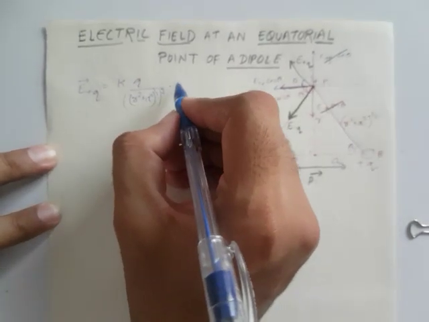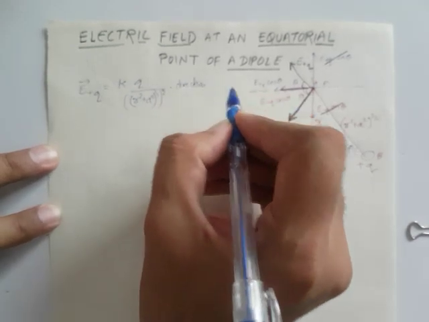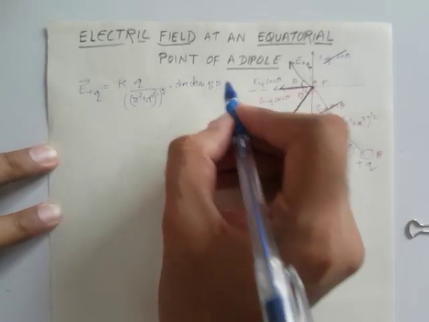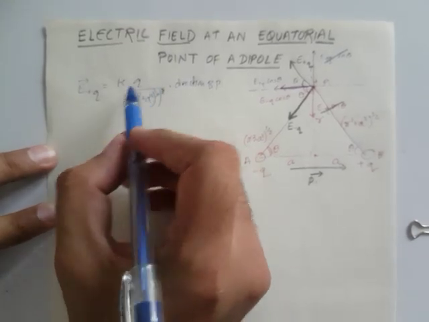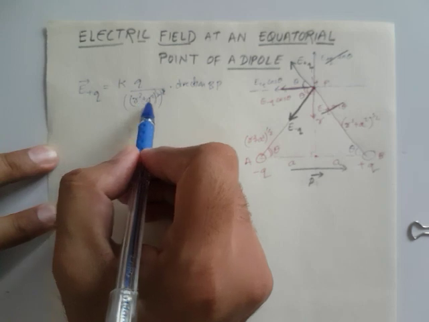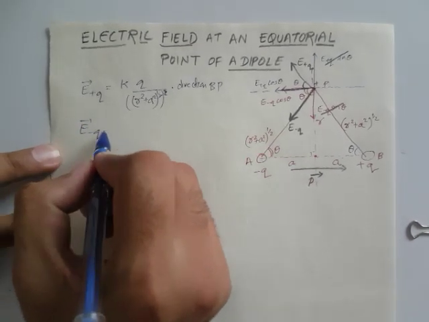And the direction, if I need to write direction, is from B to P. This half will cancel out, and it will remain KQ upon R square plus A square. Same way we'll write for minus Q.